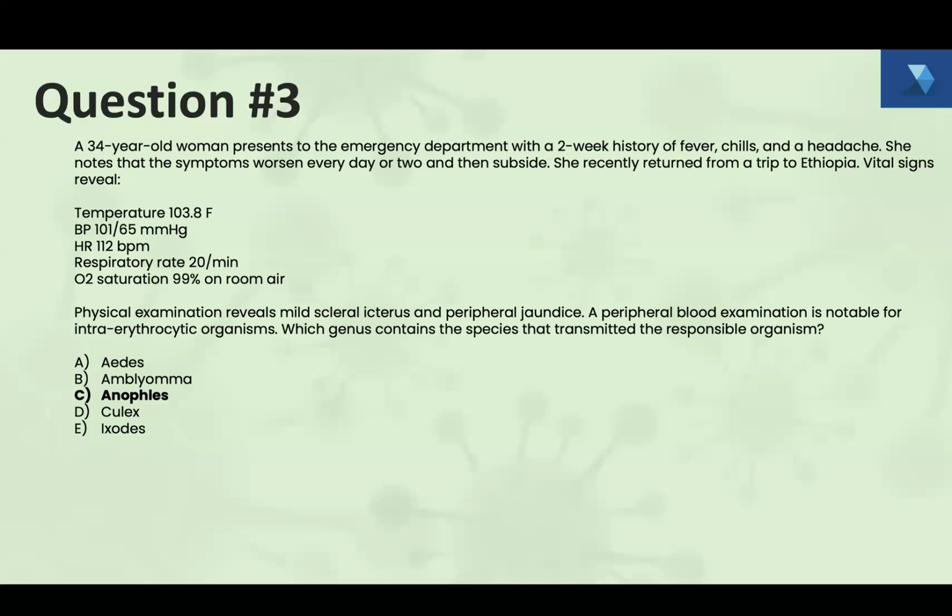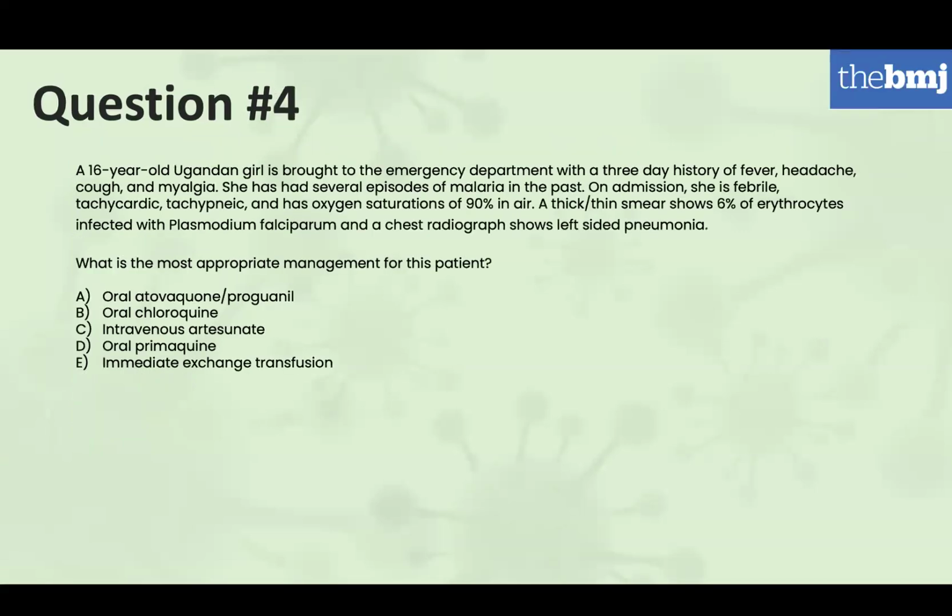And my last question, question number 4. A 16-year-old Ugandan girl is brought to the emergency department with a 3-day history of fever, headache, cough, and myalgia. She has had several episodes of malaria in the past. On admission, she is febrile, tachycardic, tachypneic, and has oxygen saturations of 90% on air. A thick and thin smear shows 6% erythrocytes infected with Plasmodium falciparum, and a chest radiograph shows left-sided pneumonia. What is the most appropriate management for this patient?